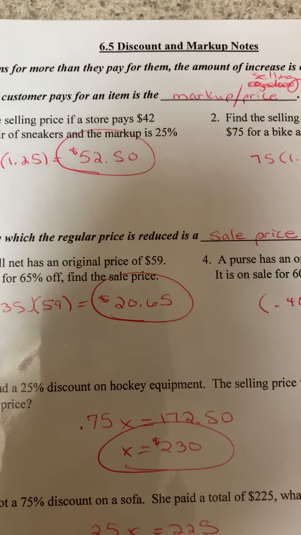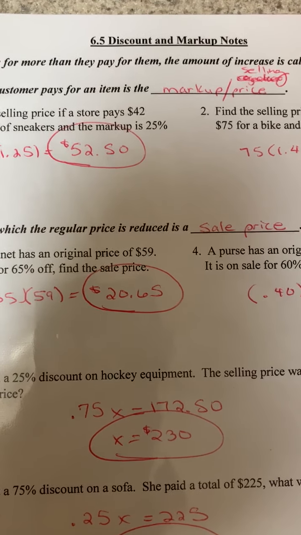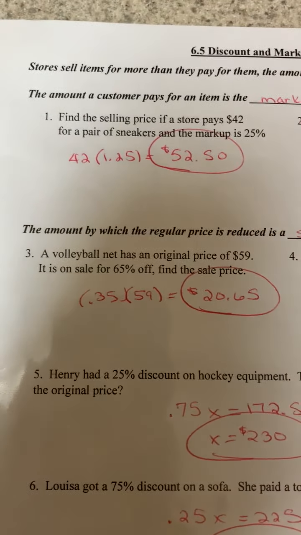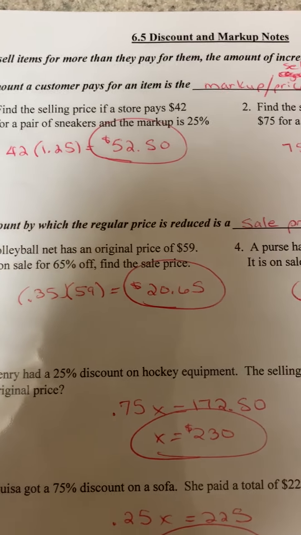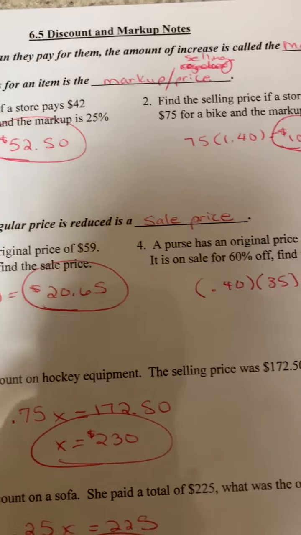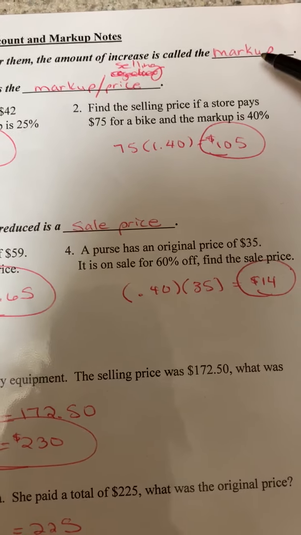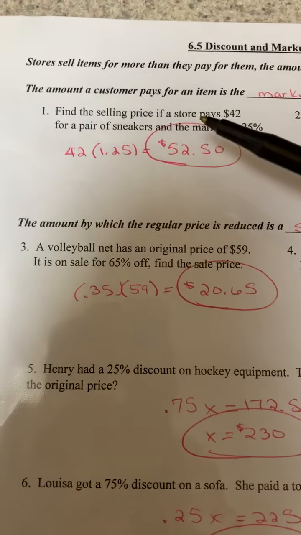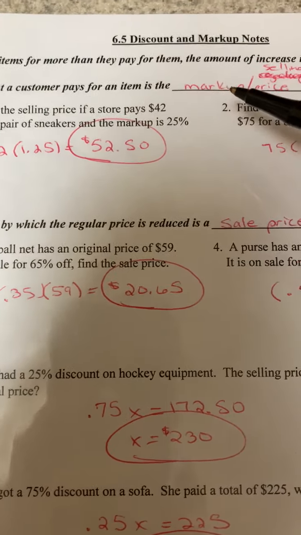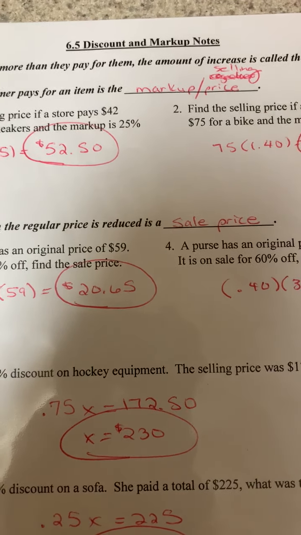This is Pre-Algebra, lesson 6.5, discount and markup notes. So at the top it says, stores sell items for more than they pay for them. The amount of increase is called the markup. The amount a customer pays for an item is the markup or selling price.